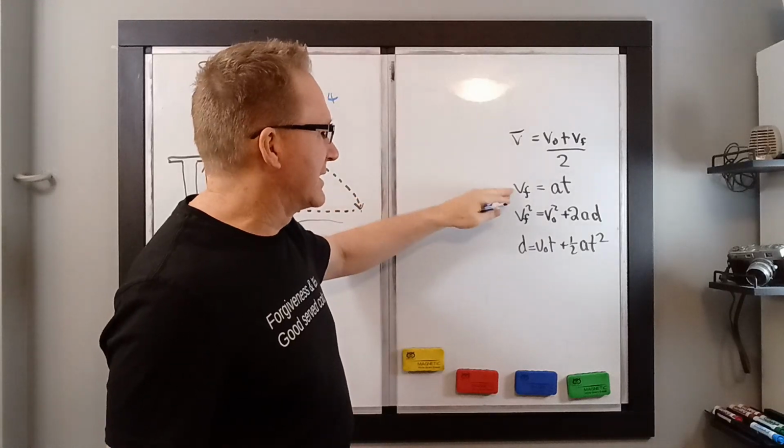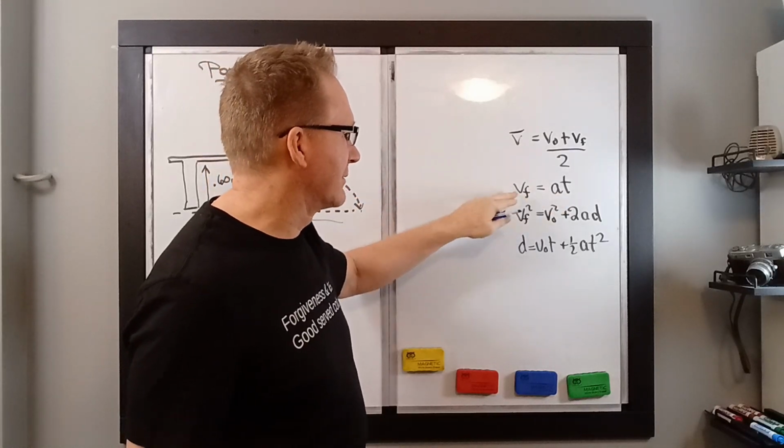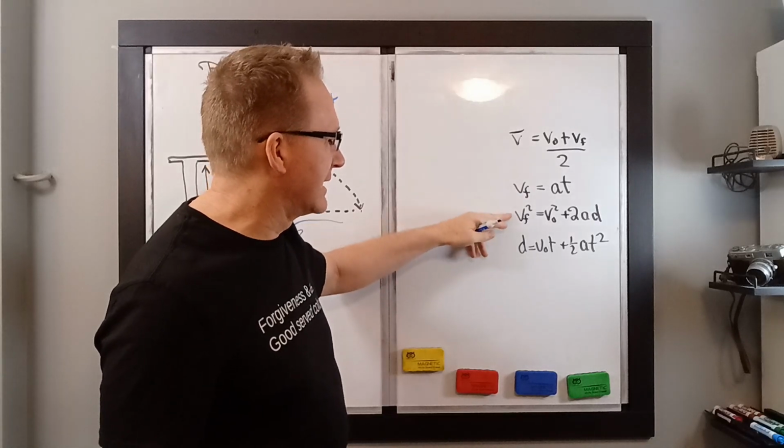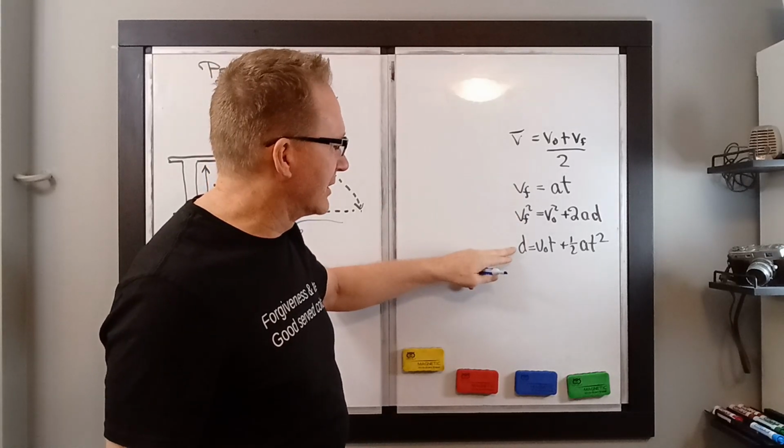This one won't help us. This one, we have the acceleration. We don't need the final velocity going down. This would help us with the final velocity going down. We don't need that, but take a look at this one here.